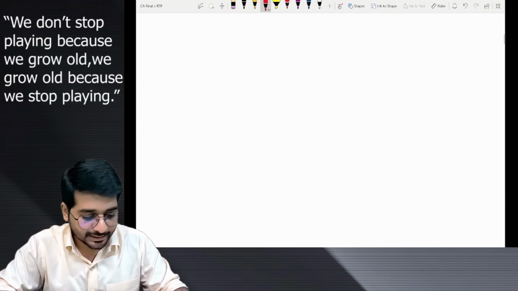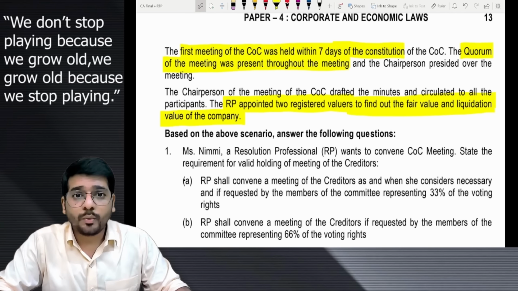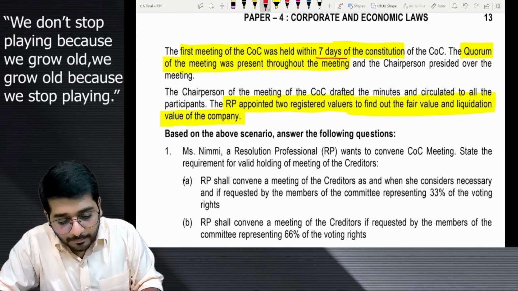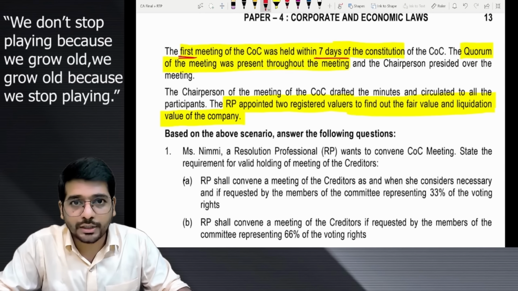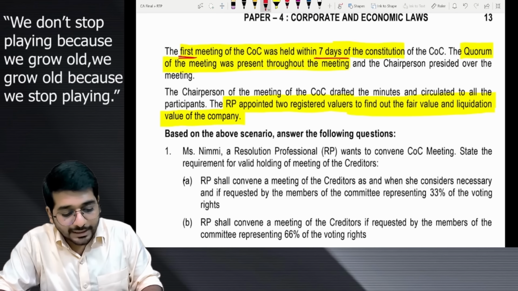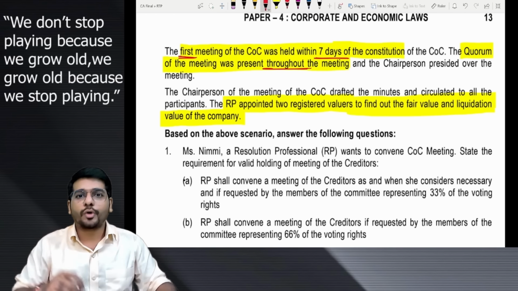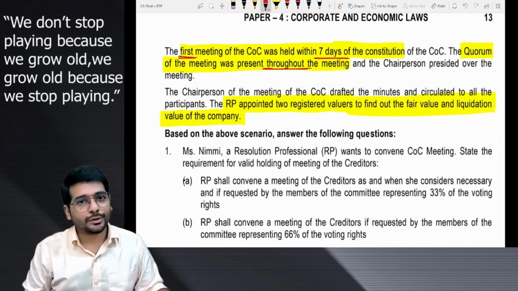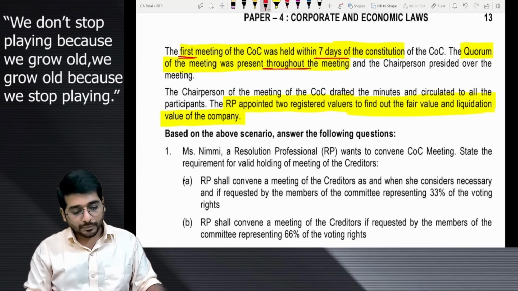Point noted, sir. Next they are saying, the first meeting of the COC was held within 7 days of the constitution of COC. Meeting of COC, first one within 7 days, so it is as per the schedule, as per the IBC provision, no problem. Quorum was present throughout the meeting, of course, that should be there. It is not that I check the quorum in the beginning of the meeting and then in the rest of the meeting nobody is present. No, quorum has to be present throughout the meeting. So good, that is also a compliance done.